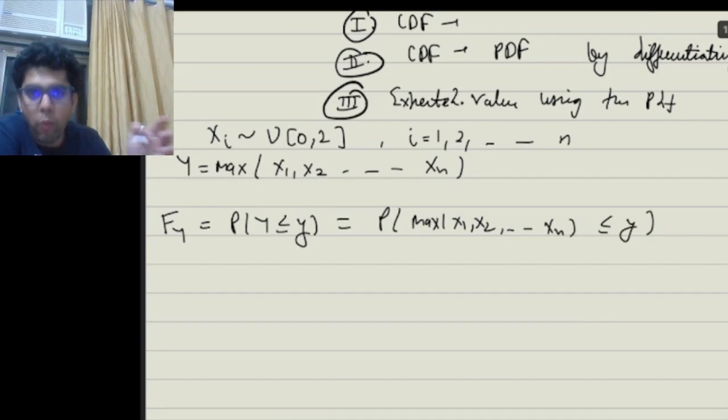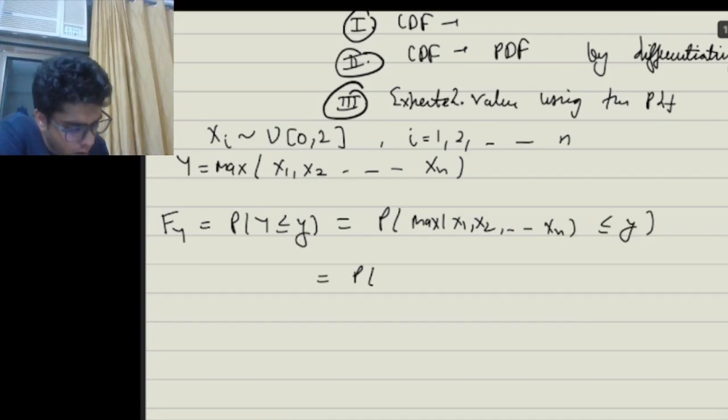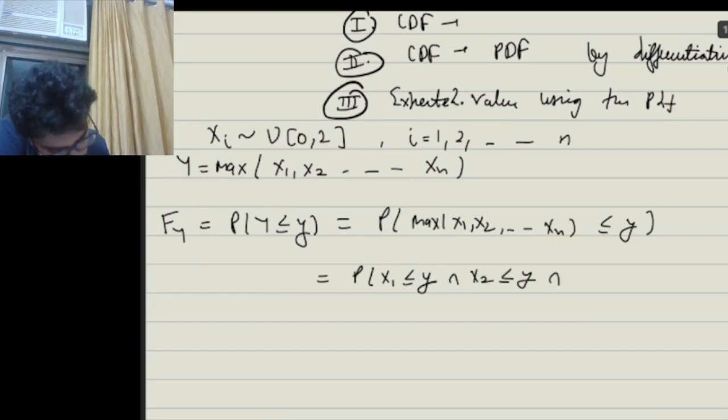Now our whole point is to convert this into a question for x, because we already know the distribution of x, so it will be easier for us. So the max of x1, x2 to xn is less than or equal to y. This means that y would be greater than or equal to all of the x. So y would be greater than x1 also, and y would be greater than x2 also, intersection y would be greater than x3 also, and so on and so forth till xn also, right?